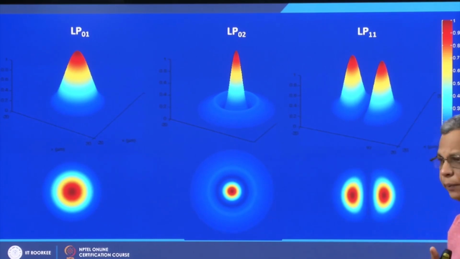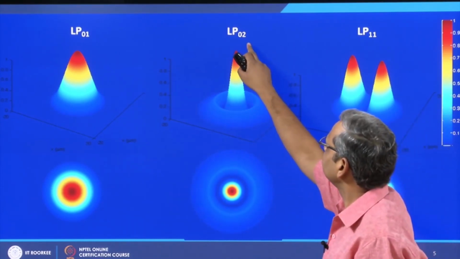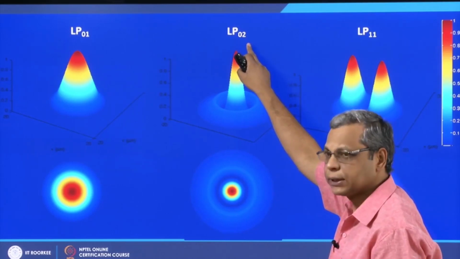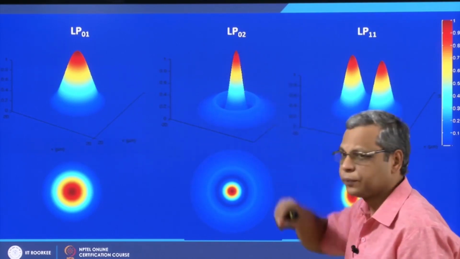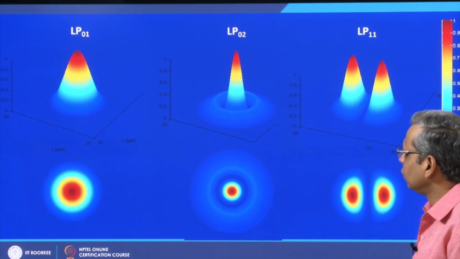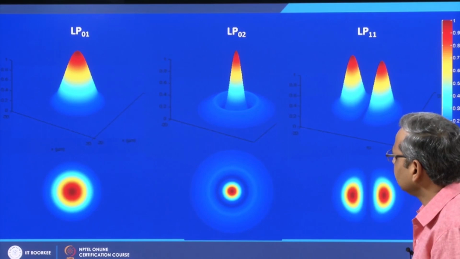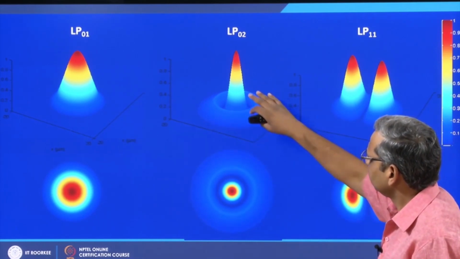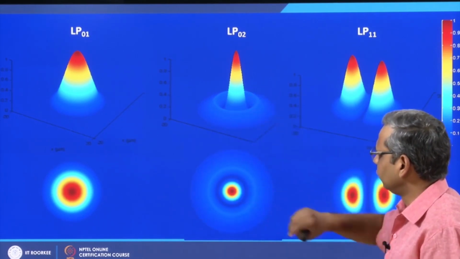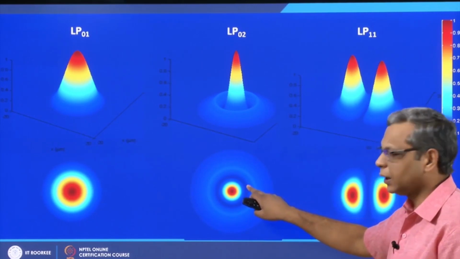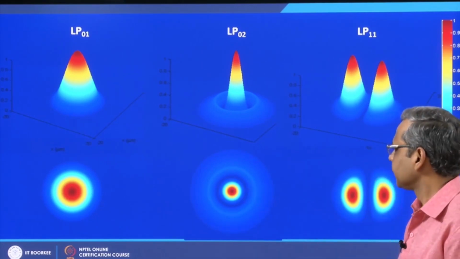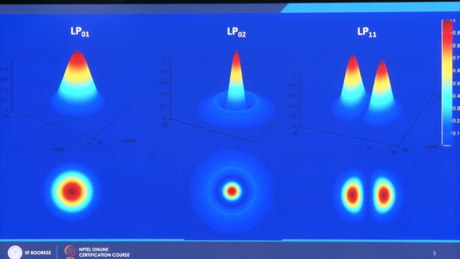LP02 mode will admit 1 zero because it is the second mode in the L is equal to 0 series. So, it will admit 1 zero in the core. So, it will go down. This is the intensity plot. If you look at it from the top, it would look like this, and there would be a zero at r is equal to something here, in the core itself.